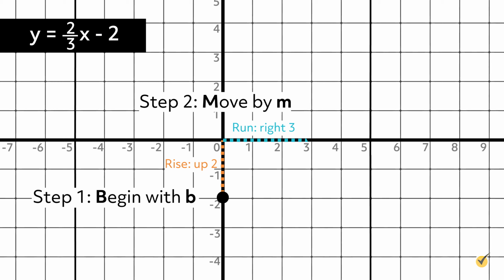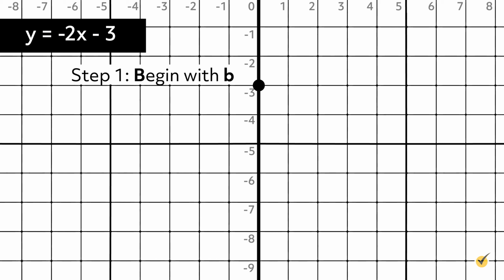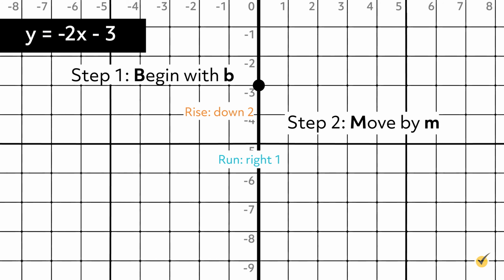Let's try one more. Y equals negative 2x minus 3. Step 1. Begin at B. Plot the y-intercept 0, negative 3, first point. Step 2. Move by M equals negative 2 over 1. Let the rise be negative. Rise equals down 2. Run equals right 1. Plot the second point at 1, negative 5.